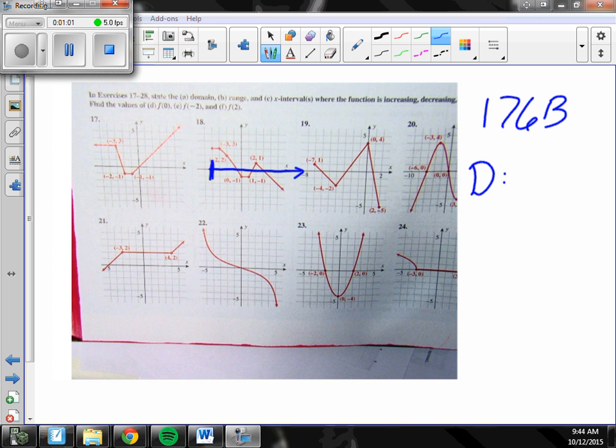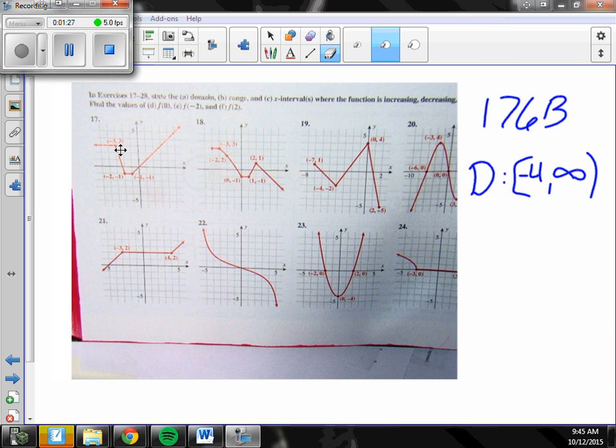I can't really see the picture very well. How far to the left does that graph reach? -4. And how far to the right does that graph reach? Infinity. Is -4 part of the domain? Yes, so it gets a bracket. Is infinity part of the domain? No, so it gets a parenthesis.